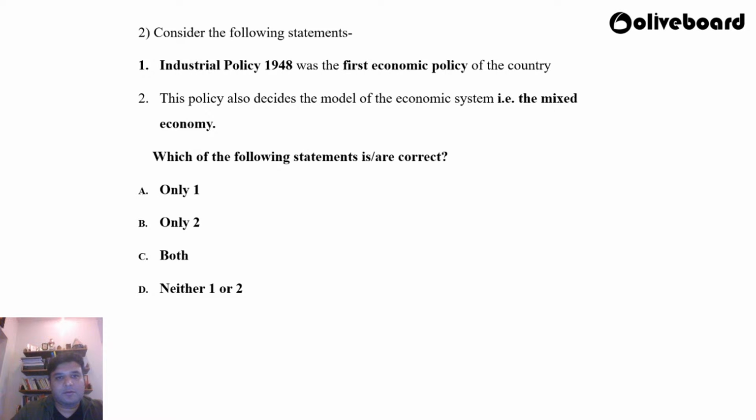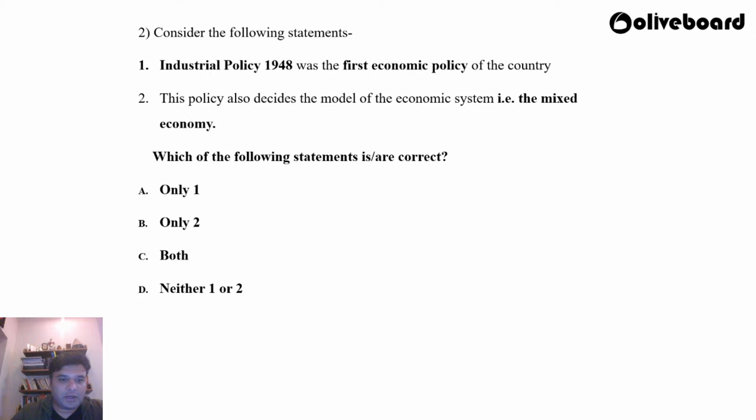Right. So I'll wait for another 10 seconds for you to come out with the correct answer. Industrial Policy 1948 was the first economic policy of the country. Second, the policy also decides the model of the economic system, that is the mixed economy. Which of the following statements is or are correct? 1, 2, both 1 and 2, neither 1 nor 2.